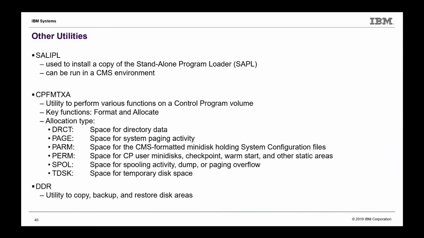So you see the different allocation types listed there, all of which we've mentioned already, except for Parm. Parm is kind of a catch-all bucket that we use for things like mini-disk, checkpoint, warm start, and other things of that nature. And then something else I think I mentioned maybe very briefly was DDR, right? That's a utility we use to either back up or restore or copy cylinders or blocks from one disk to another disk and/or to tape.